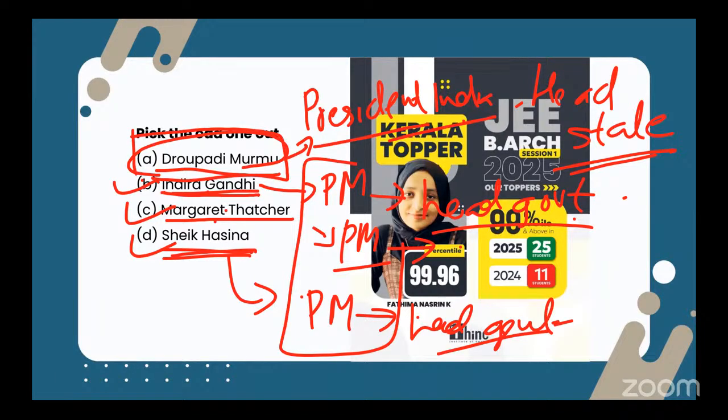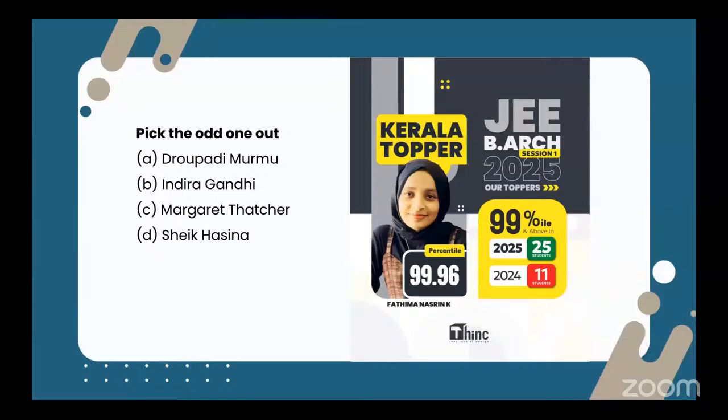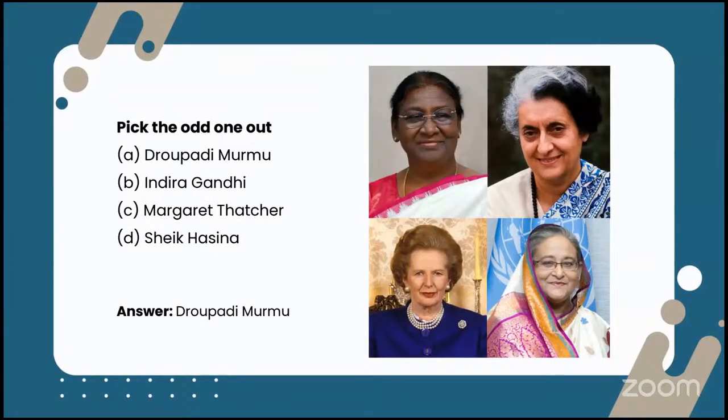So the correct answer is Draupadi Murmu, the first tribal president from India. She's also the second woman president of India. Earlier we had Pratibha Patil, so now she is the second woman president. All right, moving on to the next question.